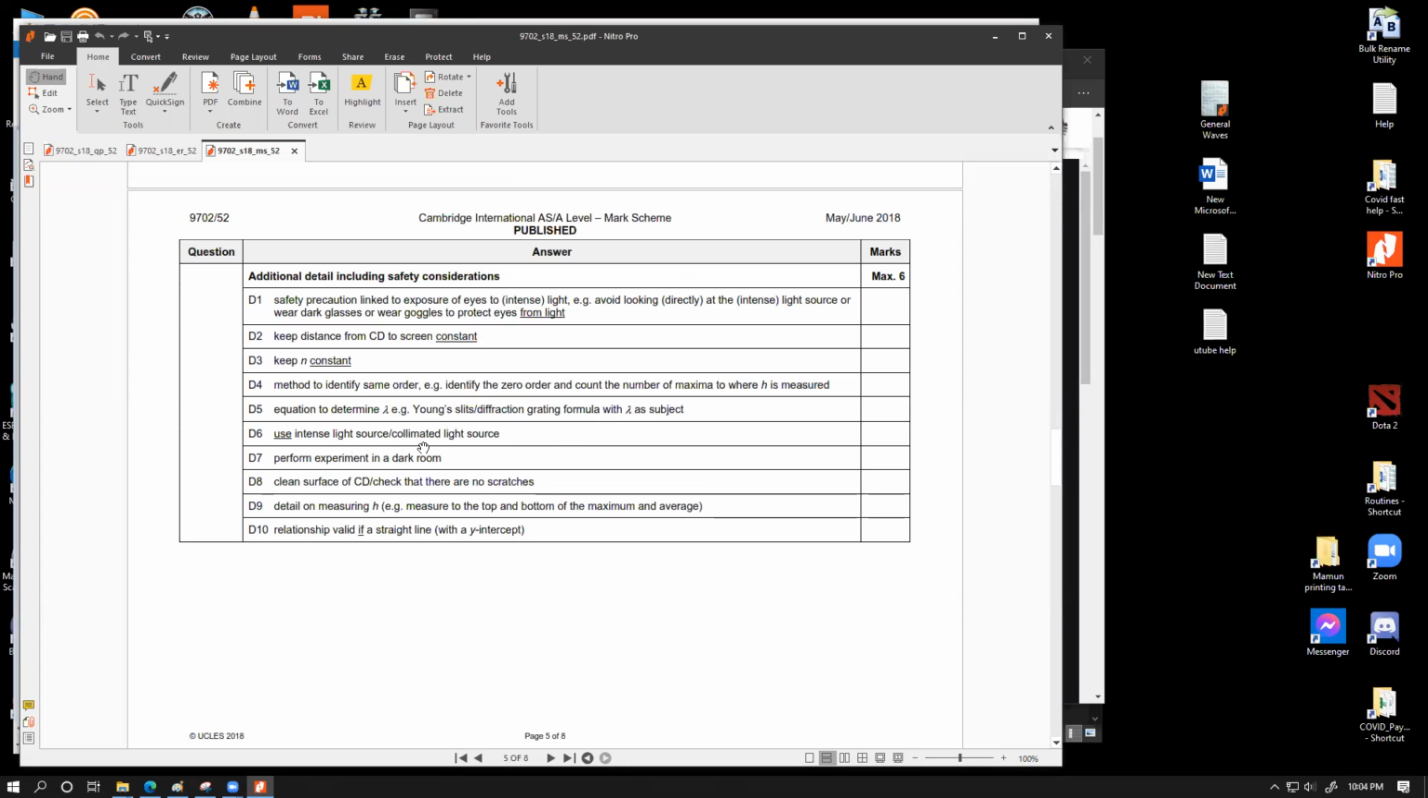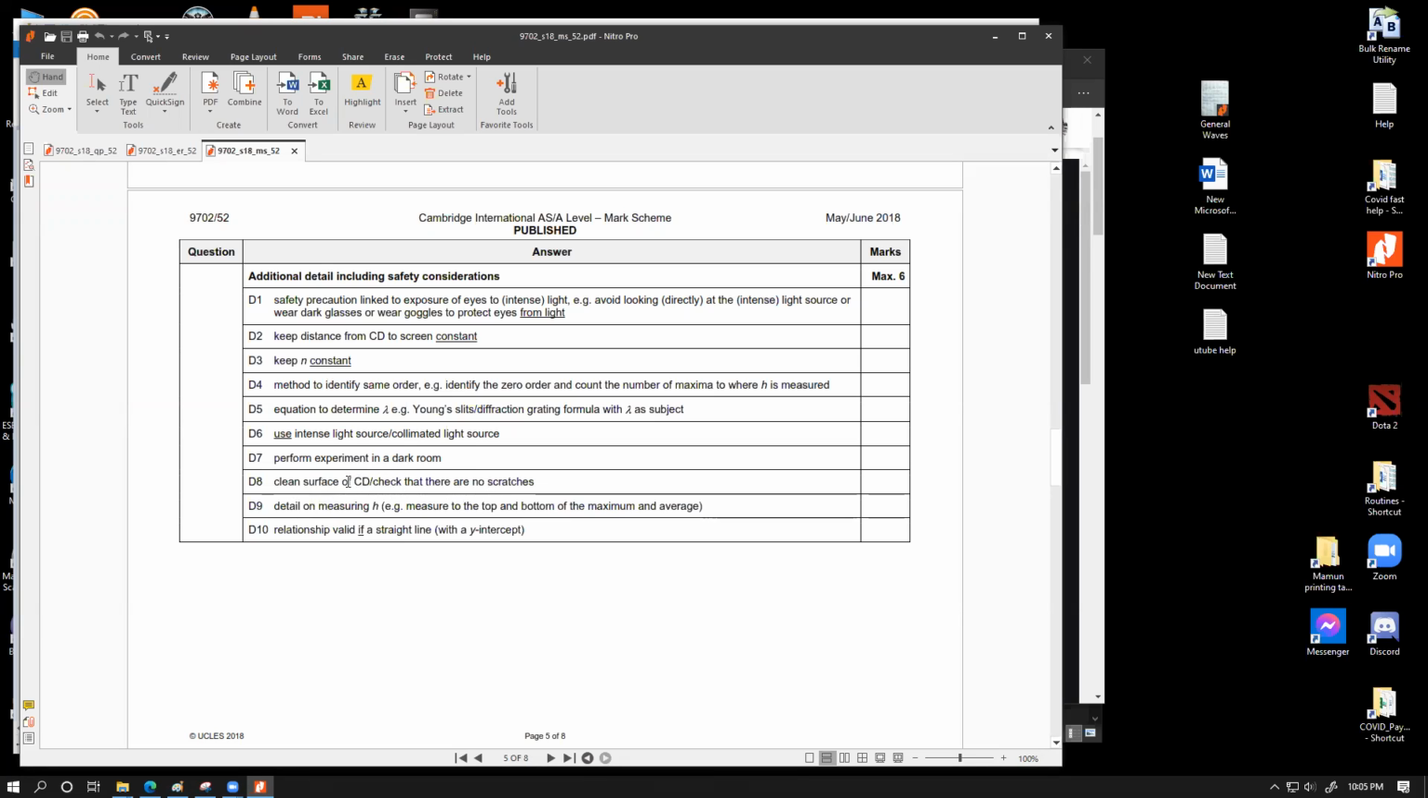Use an intense light source or collimated light source. Collimated basically makes sure that the light source is parallel, so it cuts off all the angled light rays. Why is there an underline in the word use? Use is a really important word. Perform the experiment in a dark room. Clean the surface of the CD, or check that the surface has no scratches.